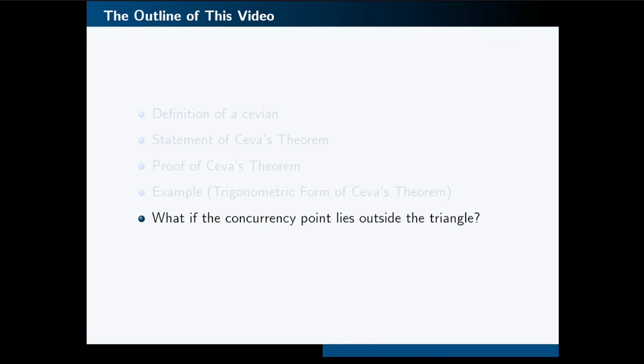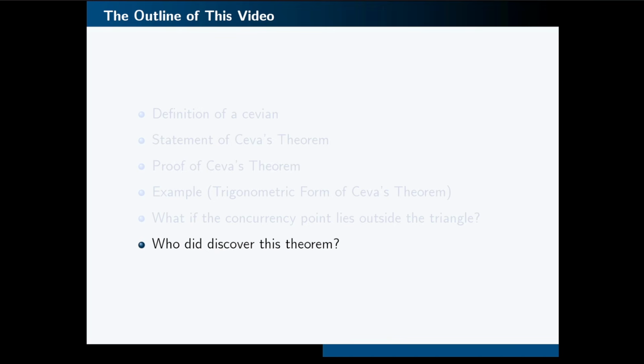And then, as you will see, Ceva's theorem is related to a theorem about some concurrency point. This concurrency point lies interior to the triangle. I want to discuss what will happen if this concurrency point lies exterior to the triangle. So I want to view this problem from different perspectives. And after that, eventually, I will show you one or two slides about who discovered this theorem, the history of this theorem.